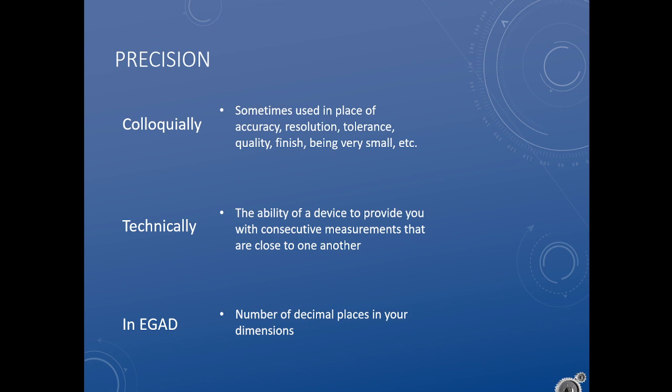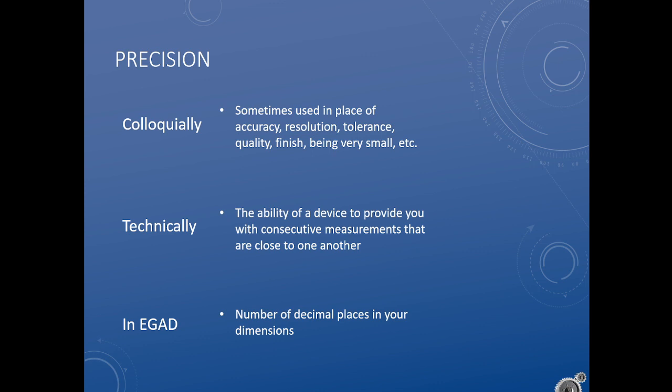Technically, in metrology, the science of measurement, precision is the ability of a device to provide repeated measurements of the same value. So if I took the same measurement 5 times of the same thing with this tool, what range of values would I get? In EGAD, when we say precision, we usually mean the number of decimal places, or another way of saying this, the smallest fractional unit that you are dimensioning to.